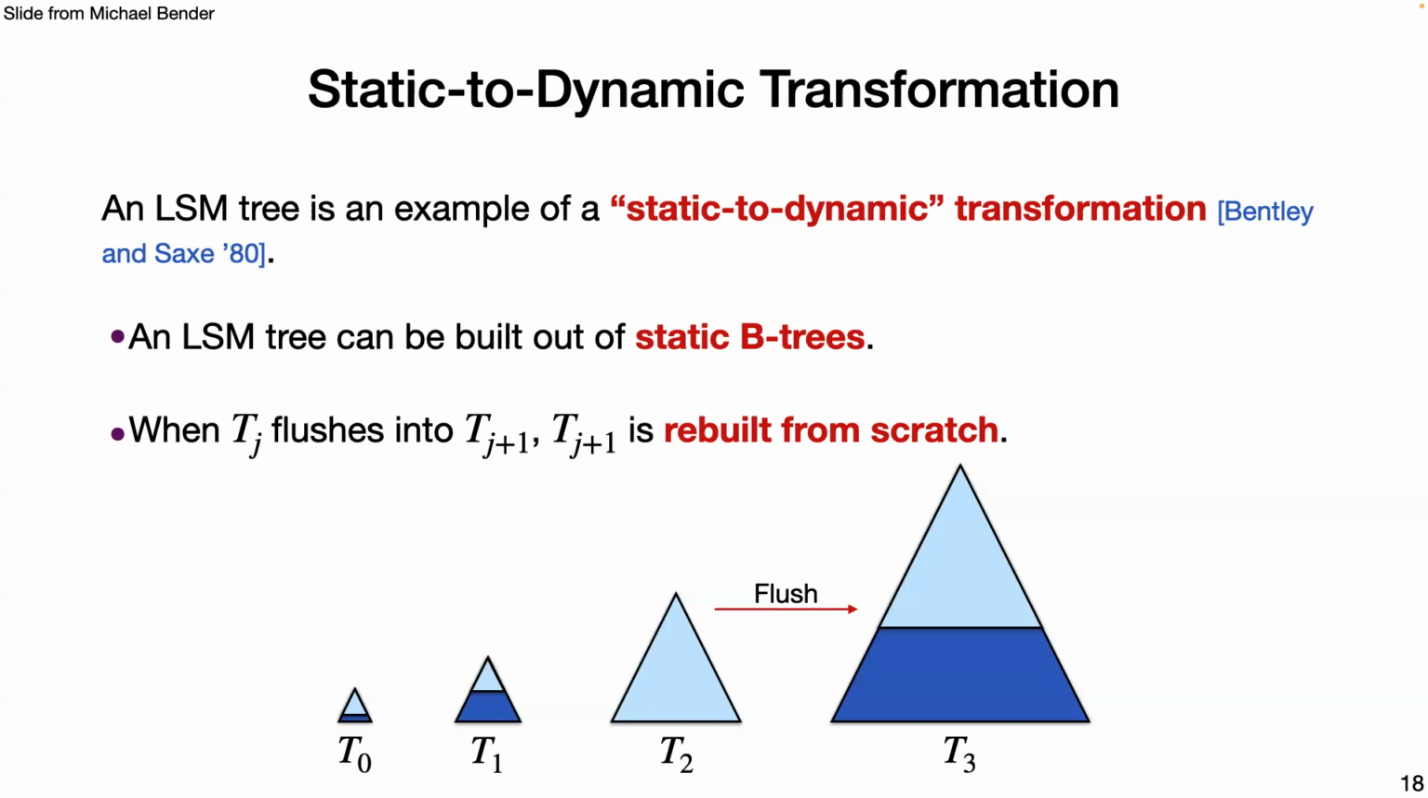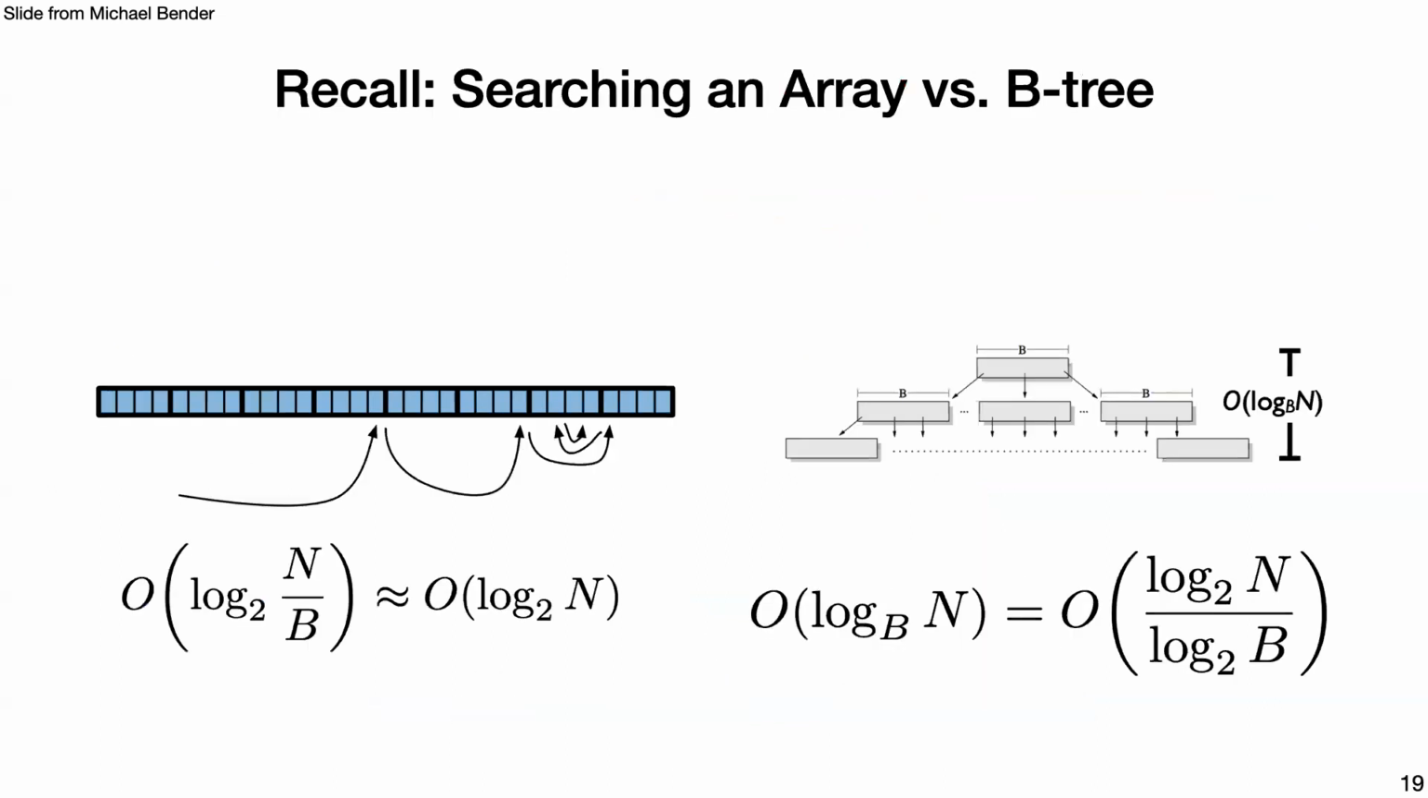Cool, so that's how that works. Remember, in our model we parameterize things by B. In a B tree, searching takes log base B of n, which is log base 2 of n divided by log base 2 of B. Searching an array takes approximately log base 2 of n, modulo the last search in the single block. So searching in a B tree is asymptotically faster than searching in an array in this model.